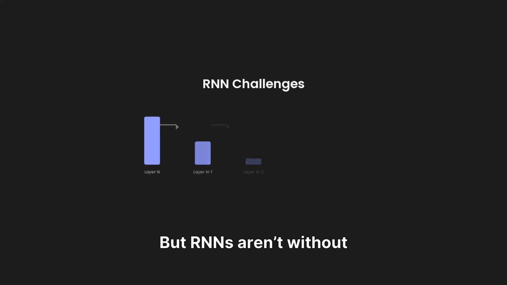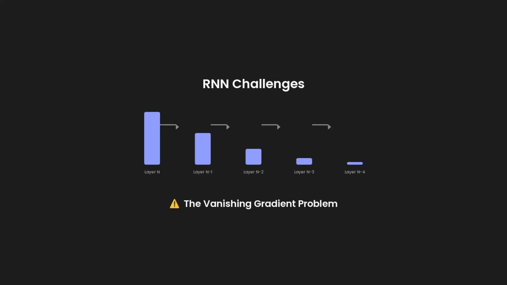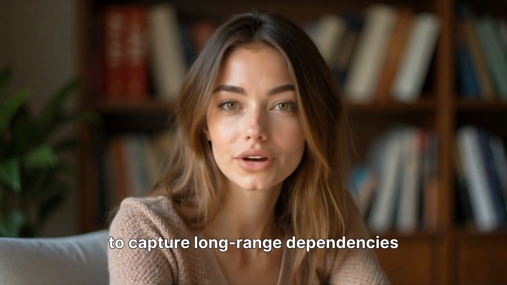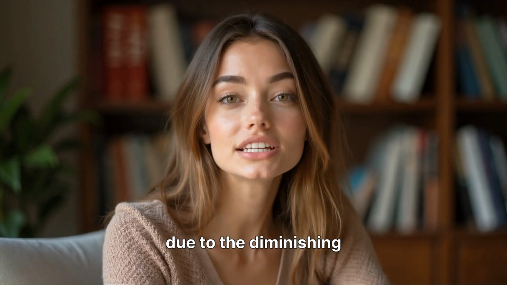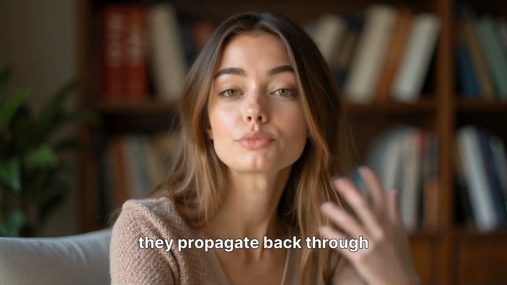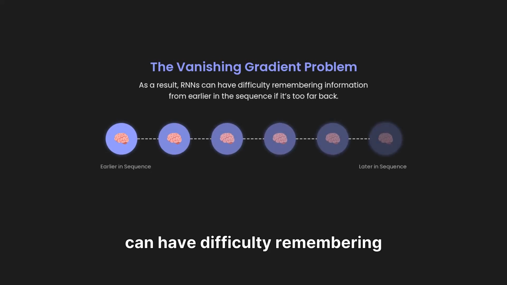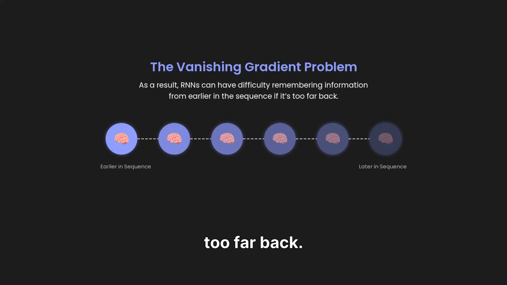But RNNs aren't without their challenges. One significant issue is the vanishing gradient problem. This occurs during training when the model struggles to capture long-range dependencies due to the diminishing effect of gradients as they propagate back through many layers. As a result, RNNs can have difficulty remembering information from earlier in the sequence if it's too far back.